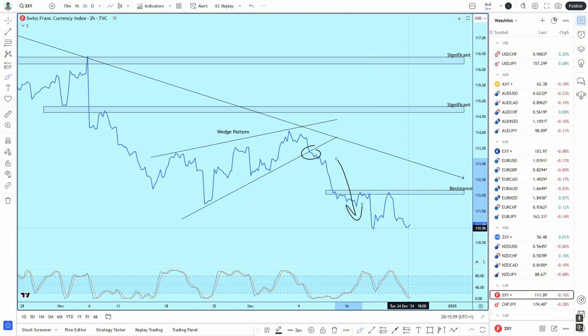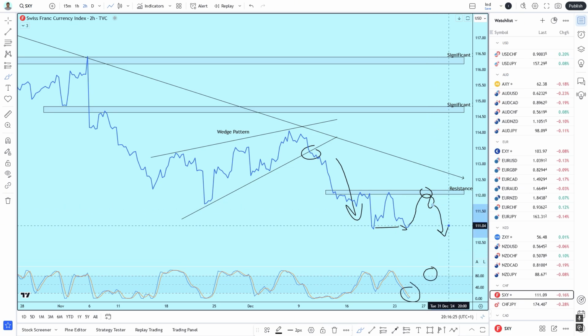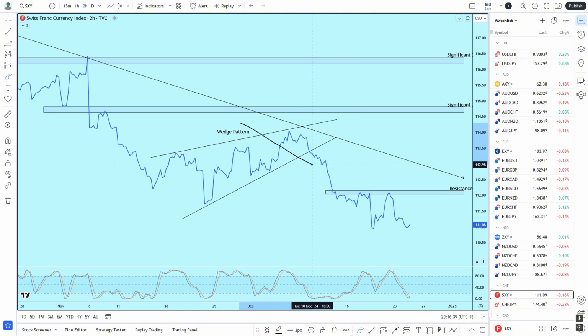But at this moment I don't want to sell because price is testing this previous low, and we also have stochastic RSI buy indication. It is possible for the price to go up, and then if price goes up to test this resistance zone, maybe stochastic RSI sell indication and some bearish pressure here, then it will be a good opportunity to look to sell Swiss franc. Anyway, what we have here is downtrend.